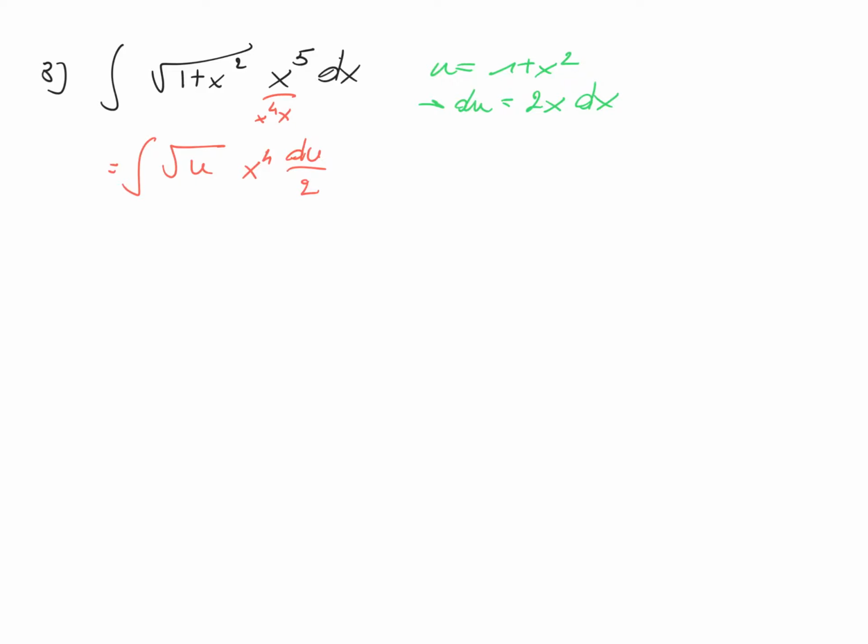So we also need to replace x to the power 4 by an expression of u. So we know that u is 1 plus x squared. So this also means that x squared is u minus 1, or x to the power 4 is u minus 1 squared. And the integral then becomes 1/2 times the integral root of u times u minus 1 squared du.